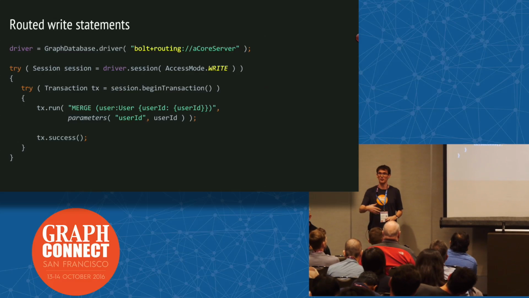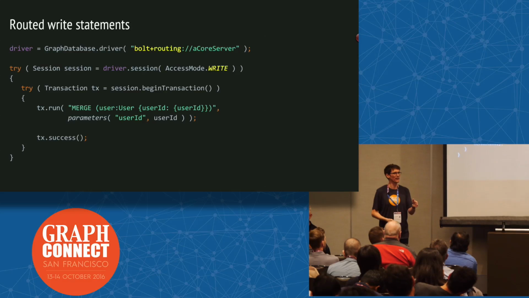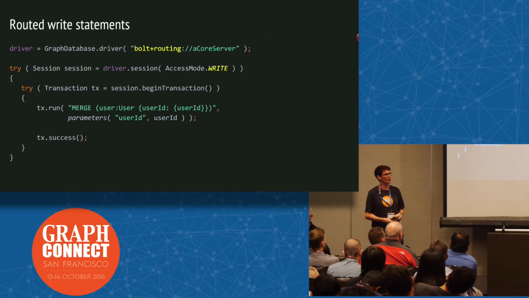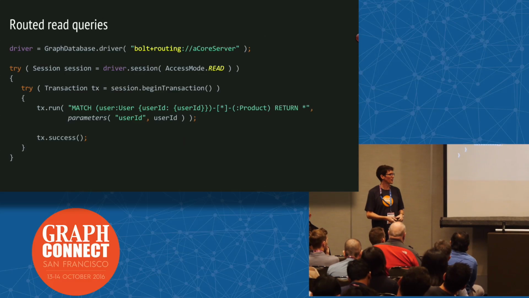We need to ask the driver for a session, and that's our lease on a use of a server. And we say, yeah, we want to use this for write, so you better send it to a server in the cluster that's going to support write for me. That's the semantics there. We pass in access mode write. Then we begin a transaction as usual, commit the transaction, and it will magically find its way to a server that's currently suitable for writing.